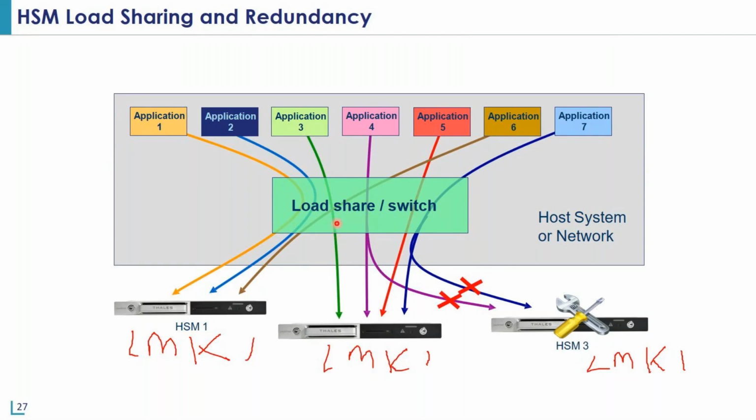So you can install a load balancer, or you can configure your payment application in such a way that if HSM number 1 is not there, send the request to HSM number 2. If HSM number 2 is not there, send the request to HSM number 3. So either configure the application to send the request to all the PayShield units, or have a load balancer in between. It could be an F5 load balancer, software load balancer, anything.